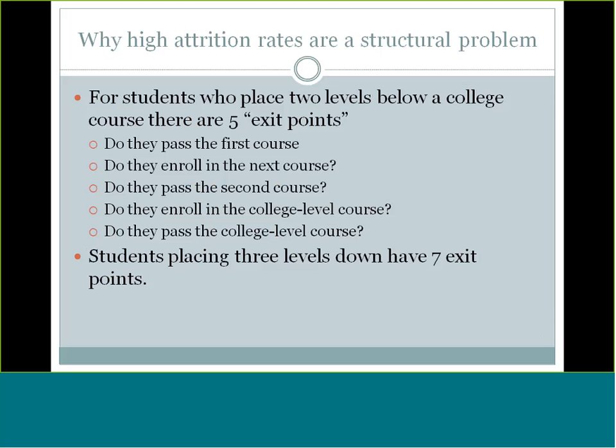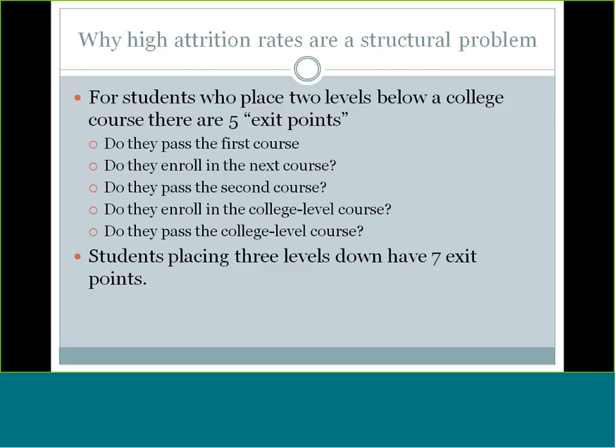It's a bigger structural problem. So the students who place two levels below a college course, there are these five exit points. Do they pass the first course? And then if they do, do they enroll in the next course? And then if they do enroll, do they pass the second course? And then do they enroll in the college-level course? And then finally, do they pass the college-level course?